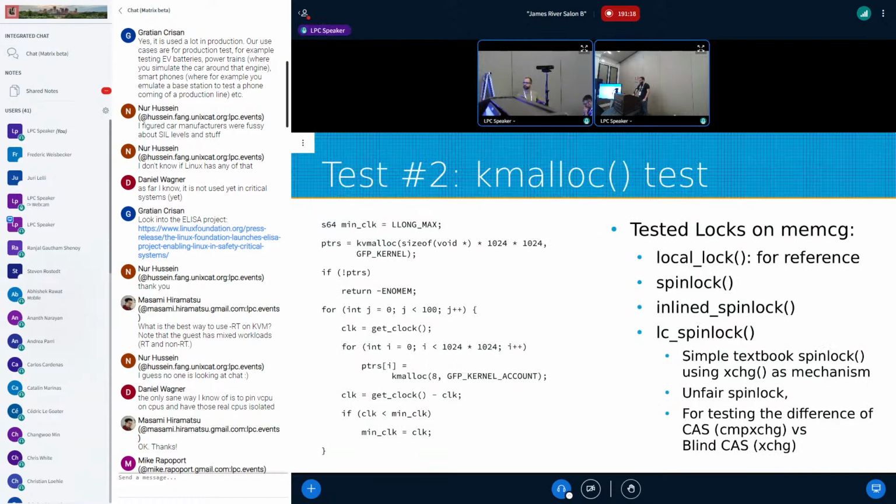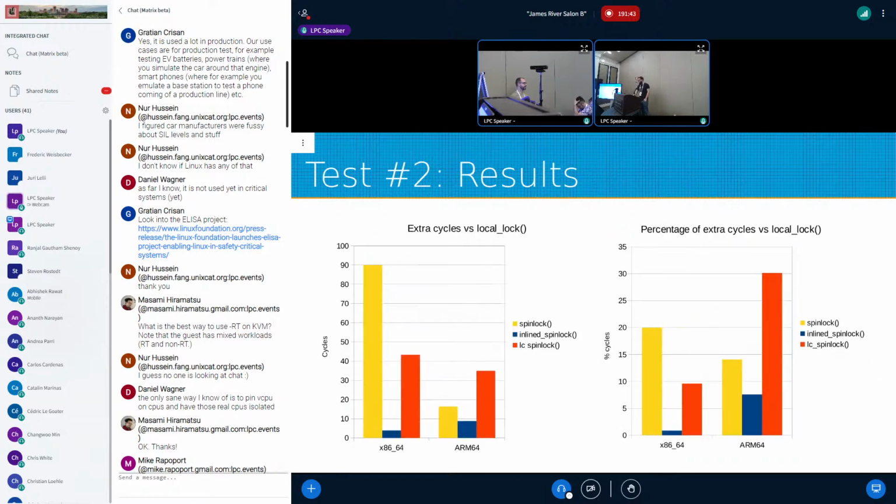Then you have this kmalloc test, the same idea, but I created a cgroup with memory limitations and just did a lot of kmalloc. The locks here were changed in the memcg code. So the idea is that I'm testing on a real example here. And this is how much extra it costs for each kmalloc. On x86, it cost us 90 extra clock cycles. But if you inline this spinlock, it takes about 4 extra cycles for a full kmalloc.